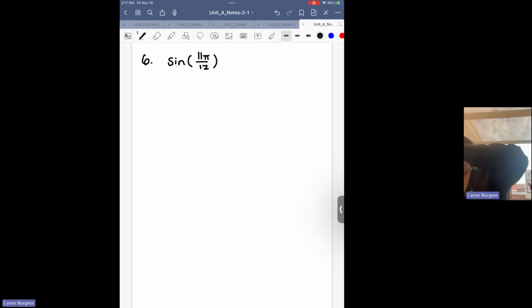Subtracting the 3 pi over 12 from both sides, 8 pi over 12 would be that beta. So we could approach this using our sum and difference. That would be totally fine. But let's try approaching it instead with our half angle here. How can I write 11 pi over 12 as an angle that I know divided in half?